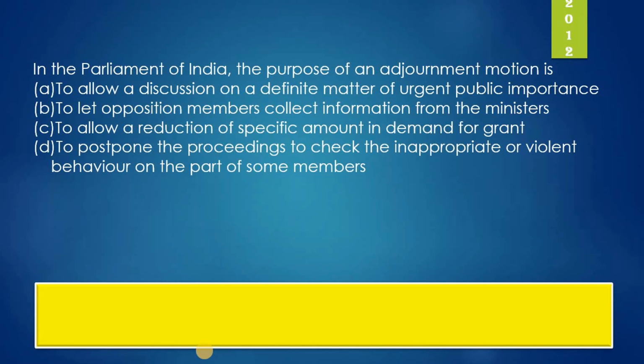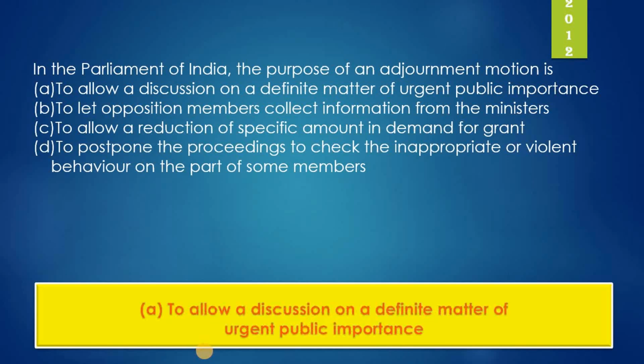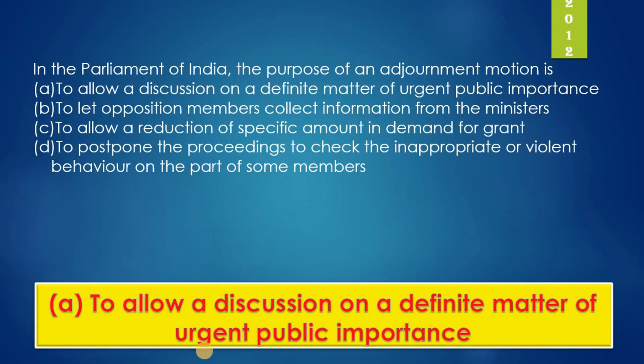To allow a discussion on a definite matter of urgent public importance, to let opposition members collect information from the ministers, to allow a reduction in the special amount in the demands for grants, or to postpone the proceedings to check the inappropriate or violent behavior on the part of some members. Okay, so the answer is option A, that is to allow a discussion on a definite matter of urgent public importance in an adjournment motion being passed.